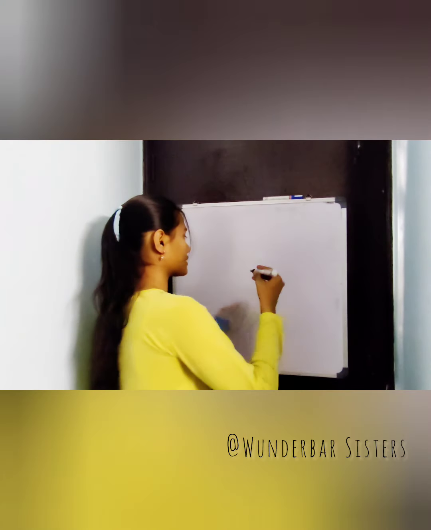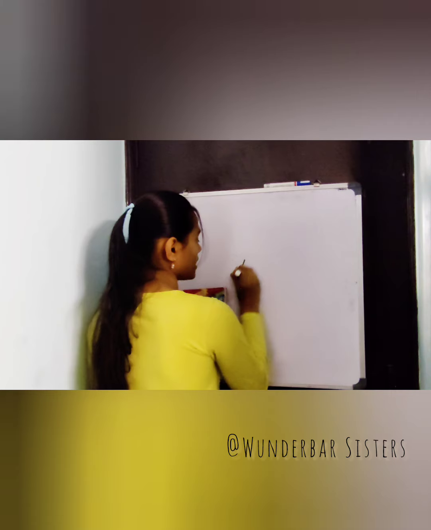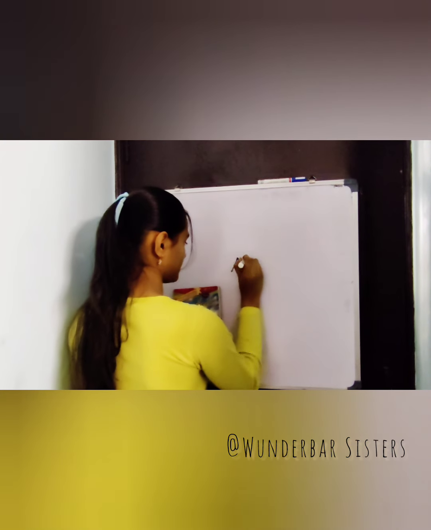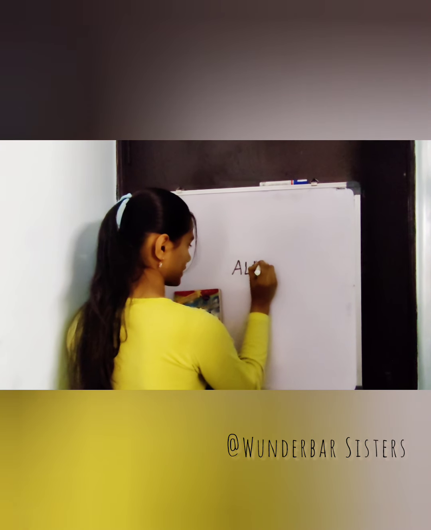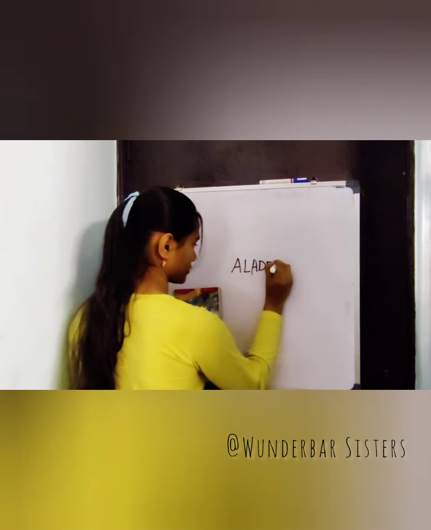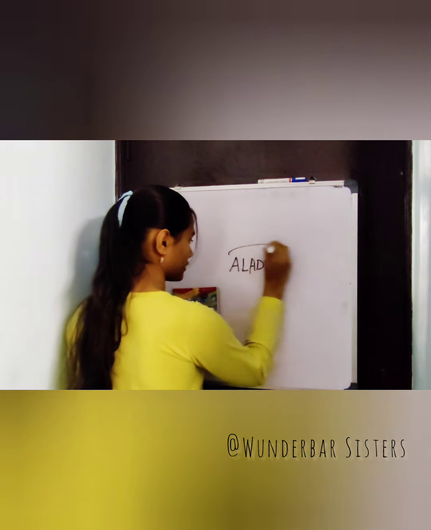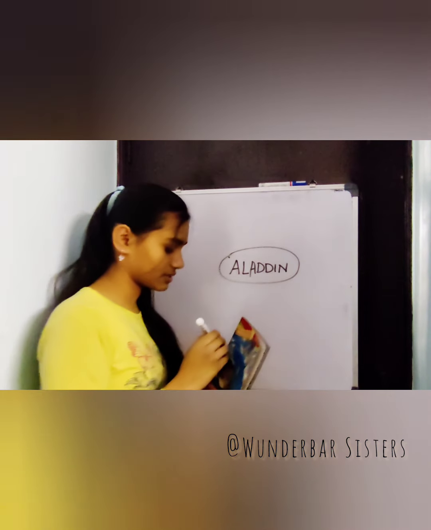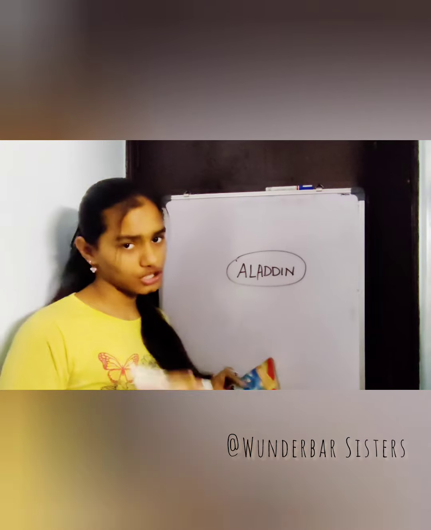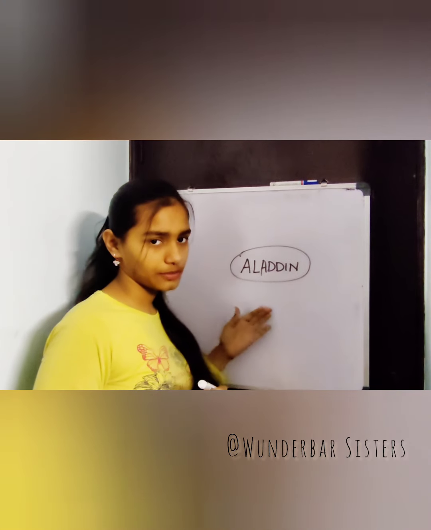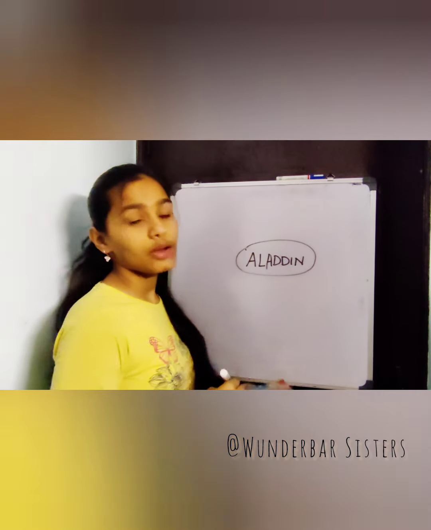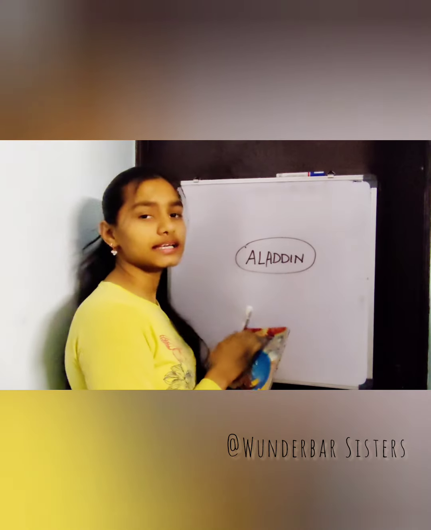So let's get started with the mind map. I'm going to write first. You have to write the name of the story, whichever you're taking. I've taken Aladdin, so I'm going to write that. Then you can enclose it in a box or a circle. It's your choice if you want to keep it in the middle of the page or at the top. That all depends, but I am taking it in the middle.